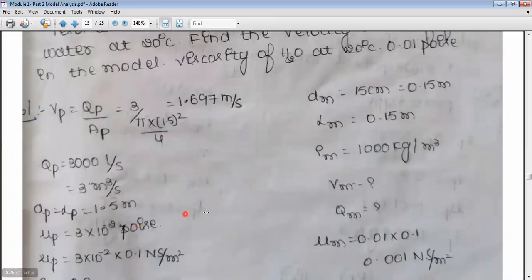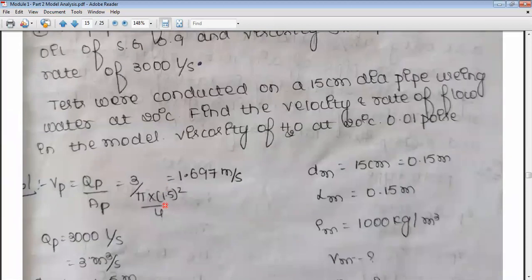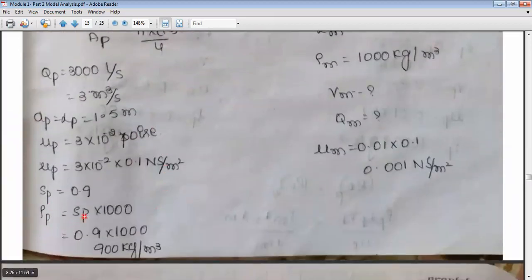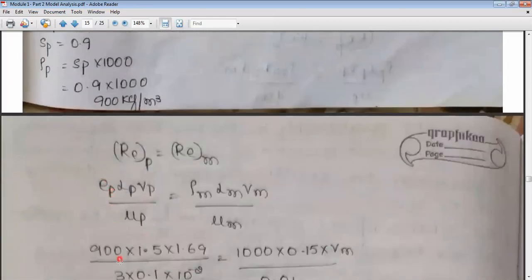Okay, so it is an oil of specific gravity 0.9. Then the specific gravity of oil is given, which means the density of oil, rho p, is equal to 0.9 into 1000, because 1000 is the density of water. Therefore 0.9 into 1000 is 900 kg per meter cube. That is rho p, 900.